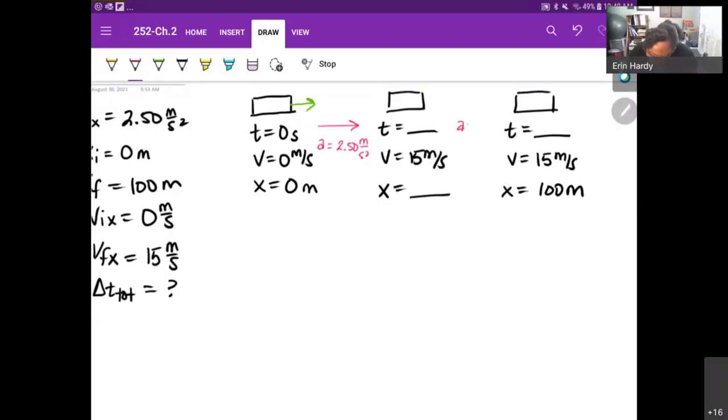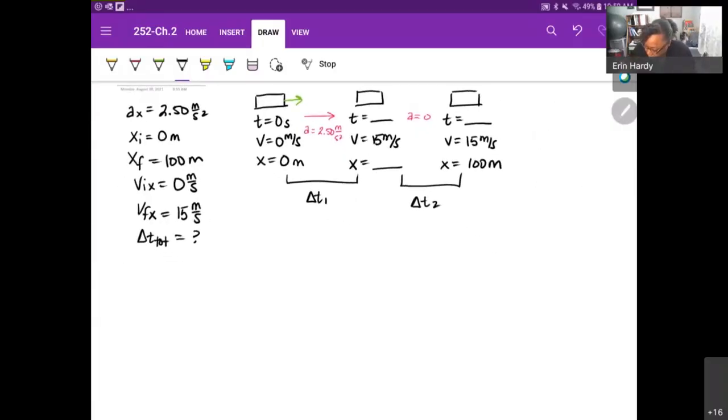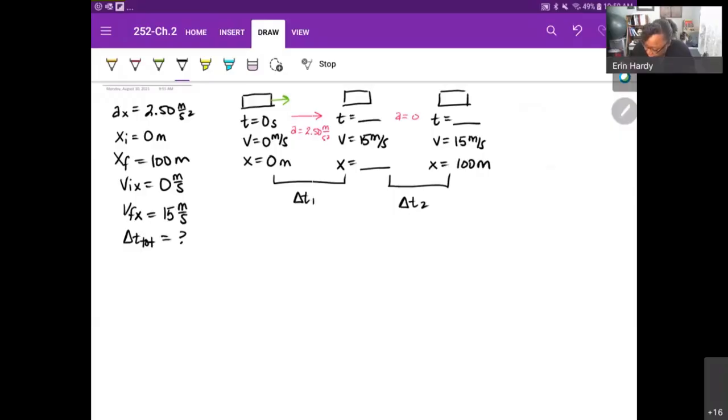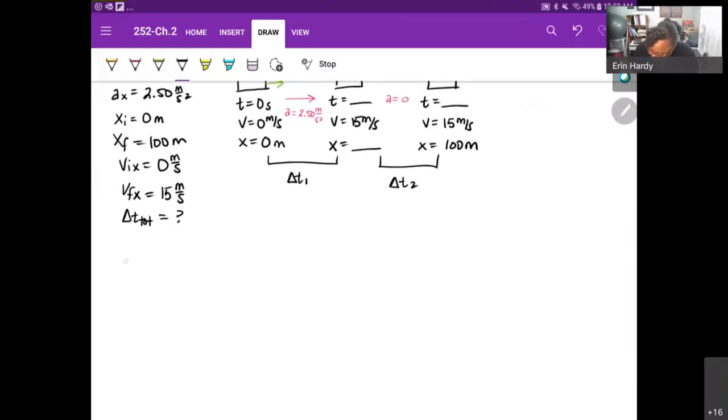So we know that A is equal to 0 over this interval. And we can split this into delta T1 and delta T2, where adding those together will give us the total time. Okay, so we have enough information to pretty much suss out everything there is to know about this first interval, delta T1. So let's start there.